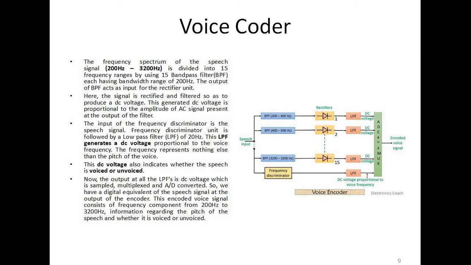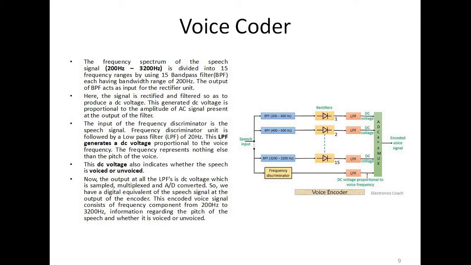Now the outputs of all the low pass filters are DC voltages, which are sampled, multiplexed and fed to an analog to digital converter. So we have the digital equivalent of the speech signal at the output of the encoder. This encoded voice signal consists of frequency components from 200 Hz to 3200 Hz, information regarding the pitch of the speech and whether it is voiced or unvoiced.